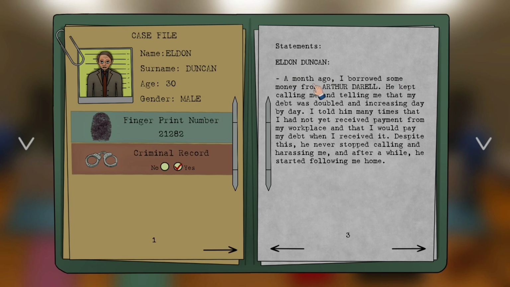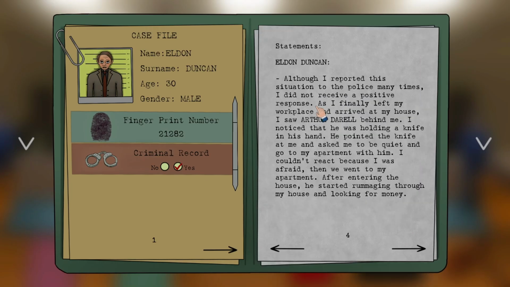A month ago, I borrowed some money from Arthur Darrell. He kept calling me and telling me that my debt was doubled, increasing day by day. I told him many times that I had not yet received payment from my workplace and that I would pay my debt when I received it. Despite this, he never stopped calling and harassing me, and after a while, he started following me home. Although I reported this situation to the police many times, I did not receive a positive response.